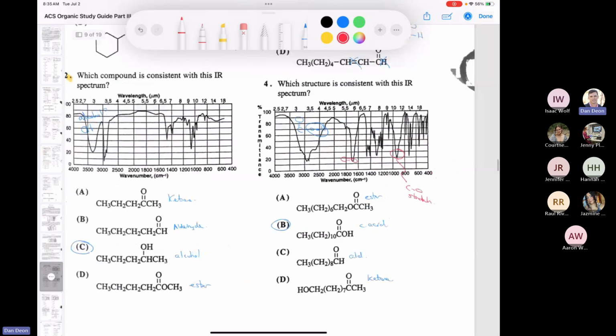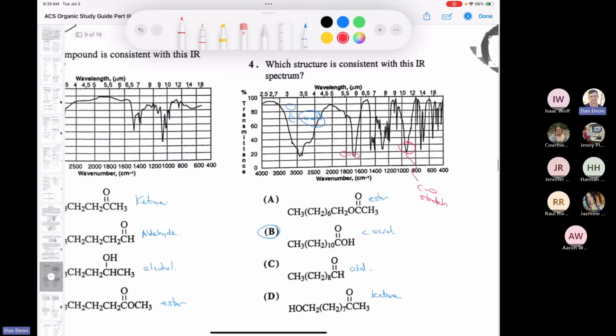Another one. Nothing's easy in organic chemistry, but I'd say relatively straightforward. My students are usually very, very good at recognizing carboxylic acids.